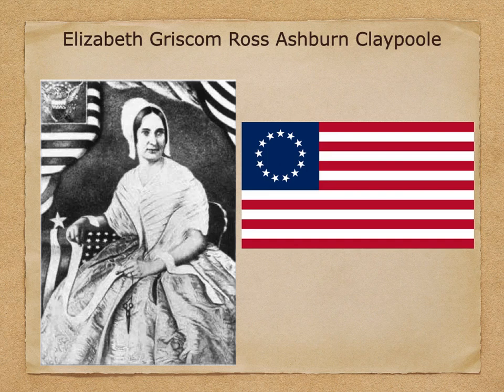Betsy later married Joseph Ashburn, an American privateer, in 1777. He was captured by the British and died in a Bristol, England prison. A fellow prisoner, John Claypoole, returned to Philadelphia in 1782. Betsy and John were married in 1783, remaining together until his death in 1817. Betsy continued flag making until her death on January 30, 1836, at age 84.